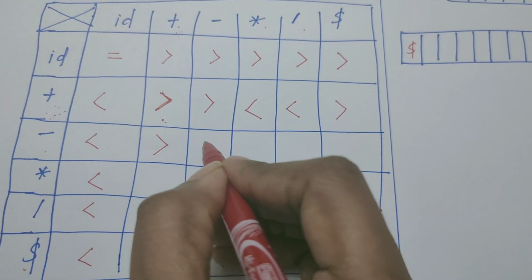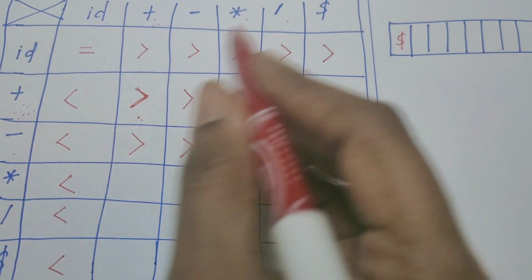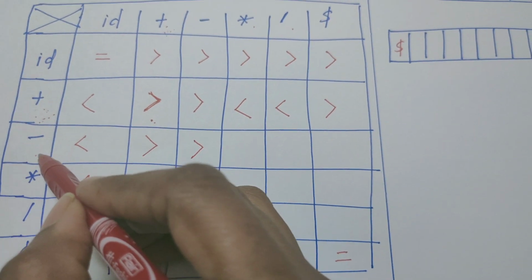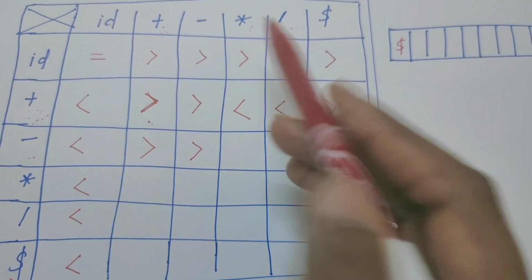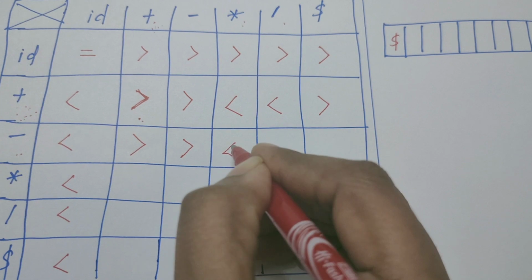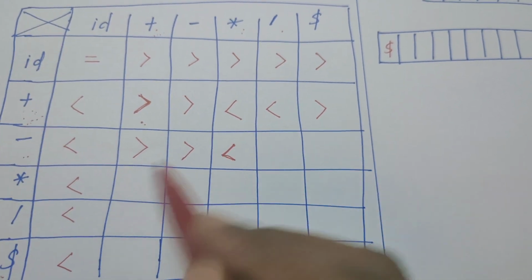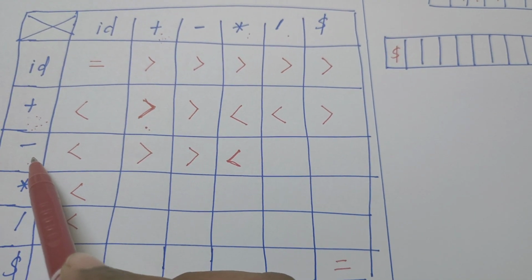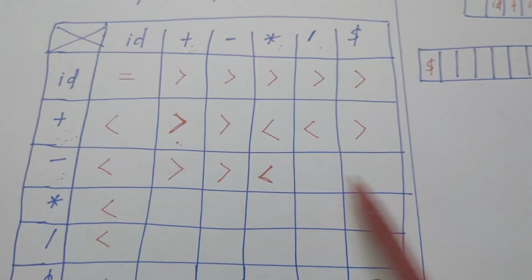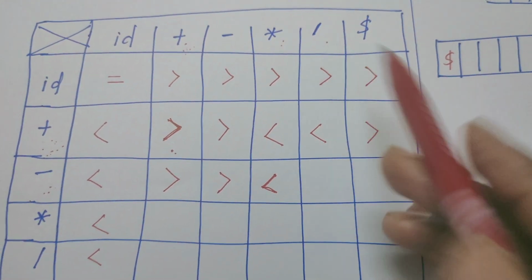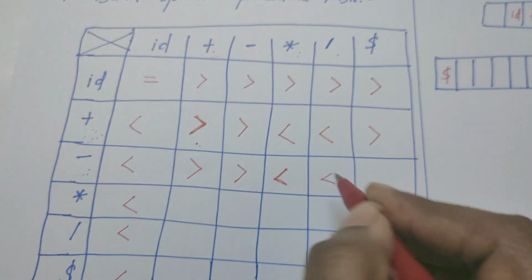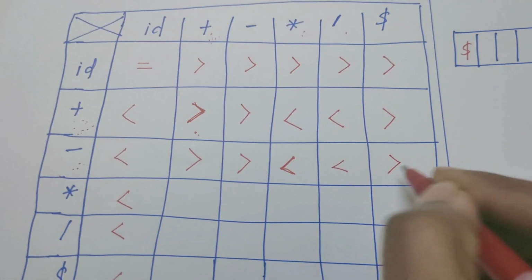Again minus and minus, left associativity. Minus and star: the subtraction operation is having lesser precedence than star. When you are writing the precedence relation, always write the precedence relation with the row value with respect to the column value. Minus and slash, when you compare, minus is having lesser precedence. Minus and dollar, minus is having the greater precedence.